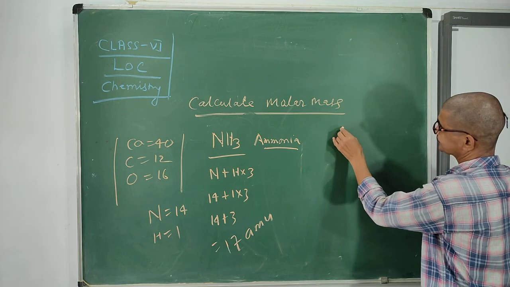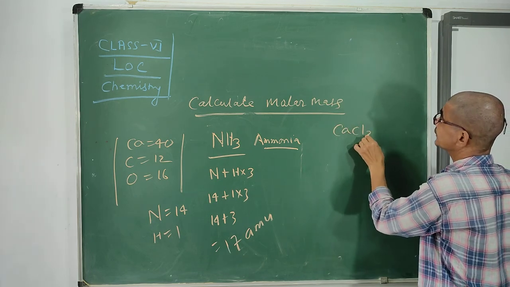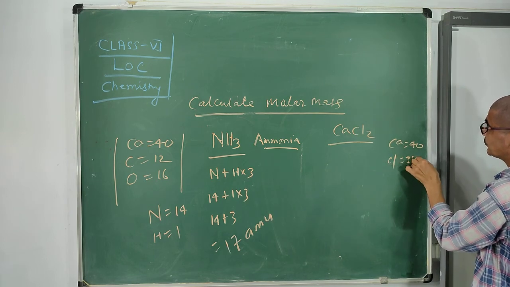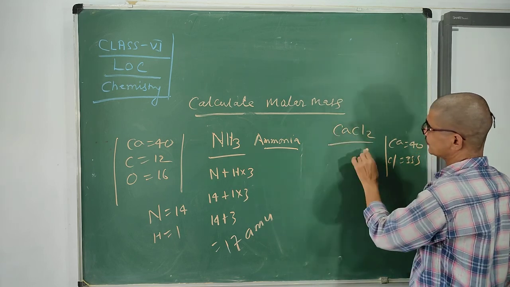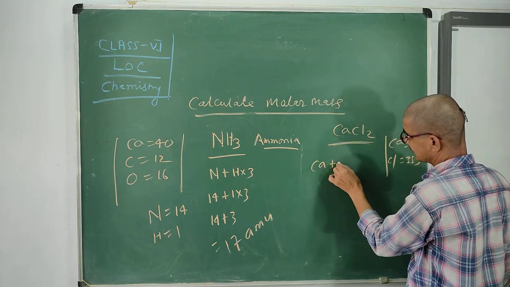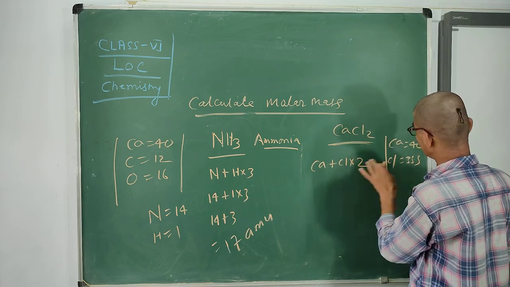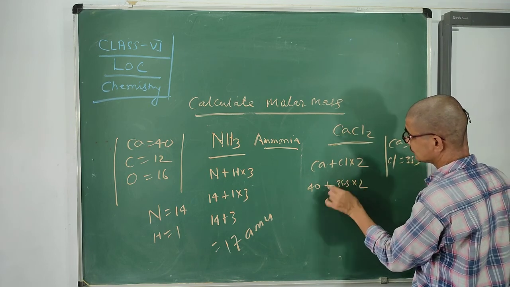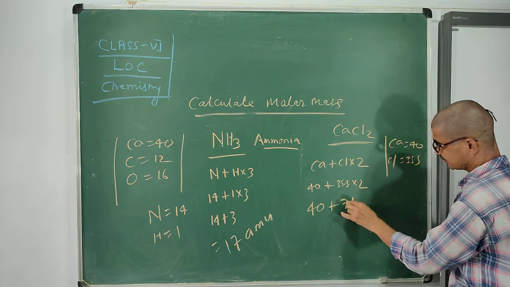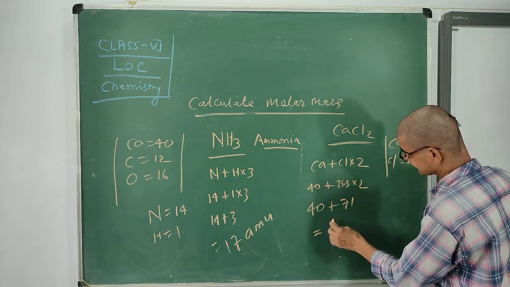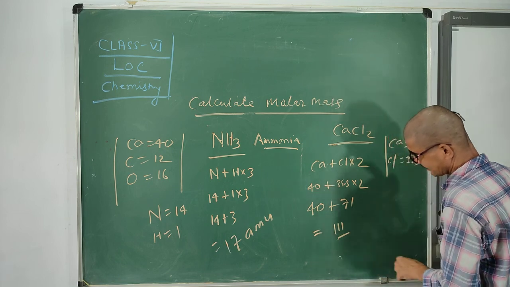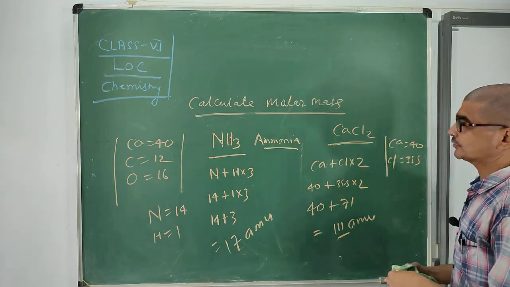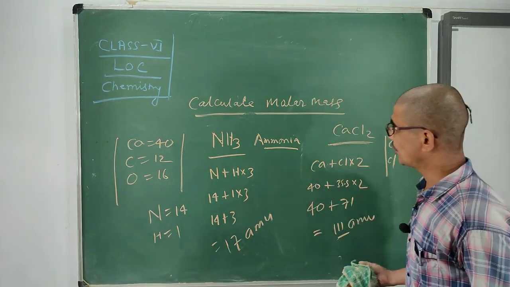This is called calcium chloride. Calcium mass number is 40, chlorine is 35.5. So what is the molar mass of calcium chloride? So Ca plus Cl into 2. Calcium mass is 40, chlorine is 35.5 into 2. So 40 plus 71 equal to 111 AMU. So this is the way for the calculation of molar mass of a compound.